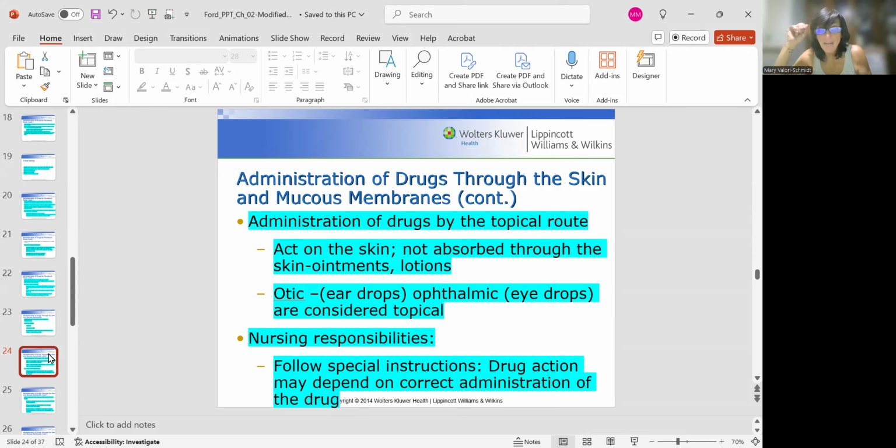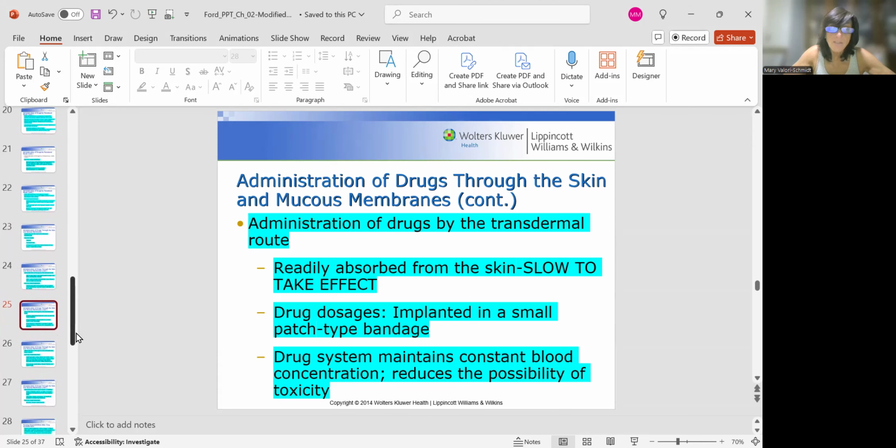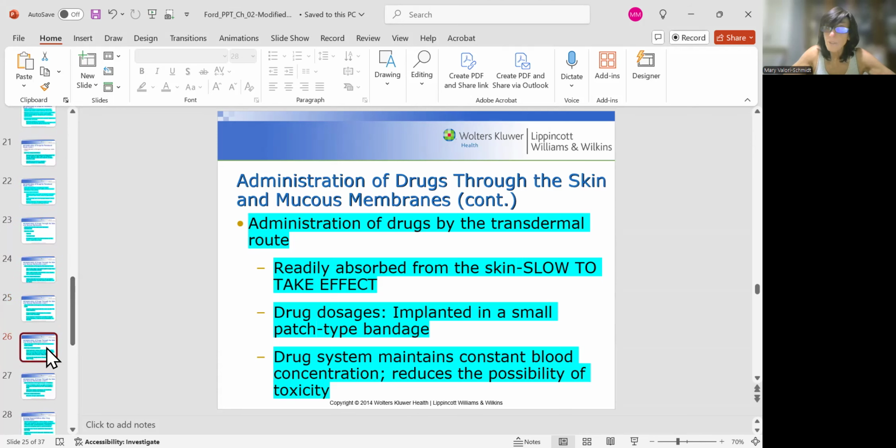Transdermal, these go through the skin to the fatty tissue below. These are slow to work. And the dose of the drug is literally implanted in a little bandage-looking thing. Once that patch is applied, slowly over time, the drug goes into the bloodstream through the fatty tissue, slow and steady, which reduces the possibility of toxicity. But there are some things to keep in mind with transdermal application.